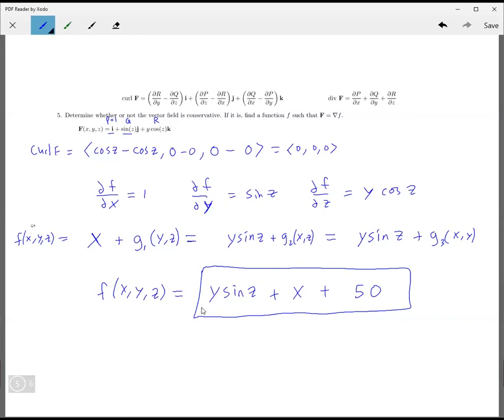Usually people don't put a number, but you can put anything. Did this one work, plus 50? Yeah. So usually you're not going to put a number there because that's just going to make your other calculations more difficult.